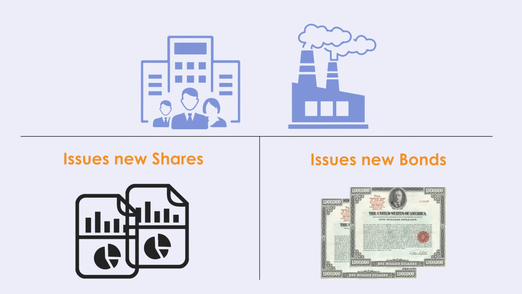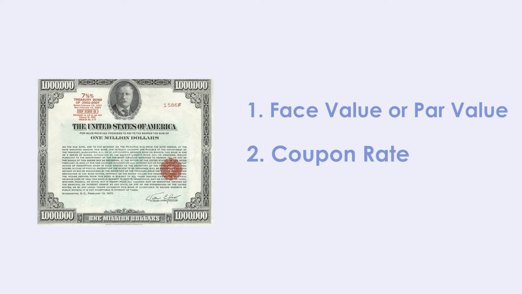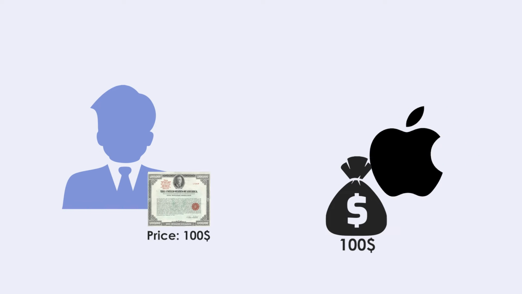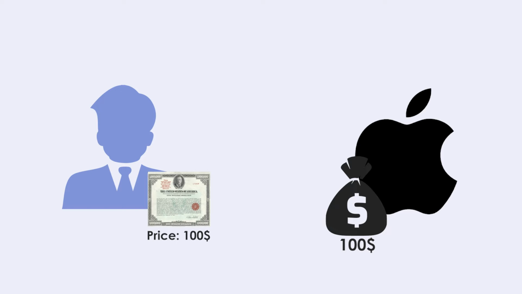So let's take a closer look at how bonds are issued. Basically, a bond always consists of three components. One is the face value, also called par value, one is the coupon rate, and one is the maturity date. The face value of the investment is the amount of money the investor lends to the state or company. For example, if the price is $100, the investor lends $100 to the state or company, which is then paid back at the end of the term. If the investor wants to invest more than $100, he has to buy several $100 bonds.